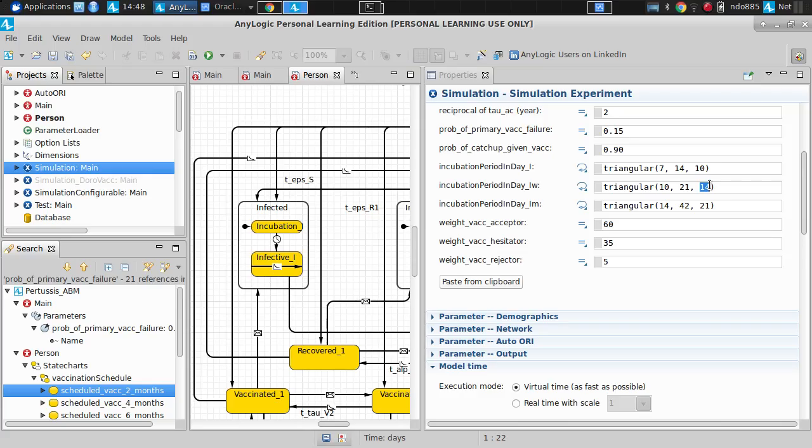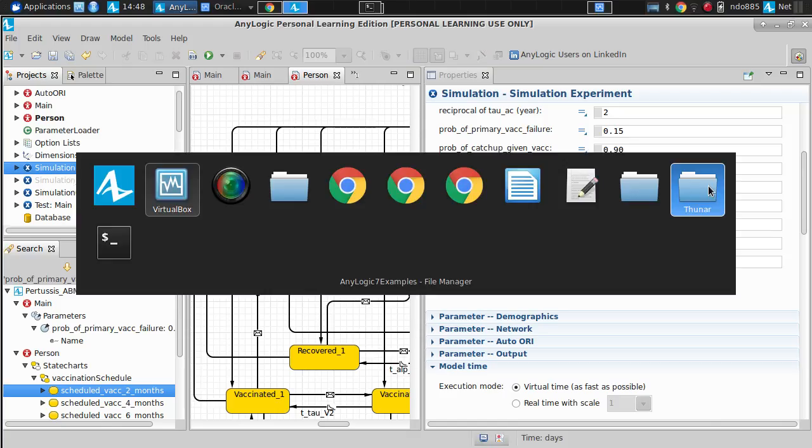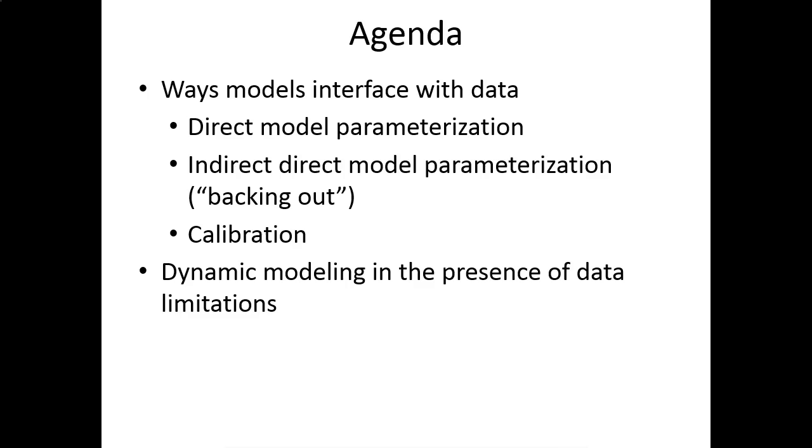Assumptions either in the form of particular values or assumptions in the form of draws from a distribution where the parameters of that distribution are specified. Okay? So that's an example of a parameter. It's an assumption given to the model. And that is one of the types of ways that models use data.